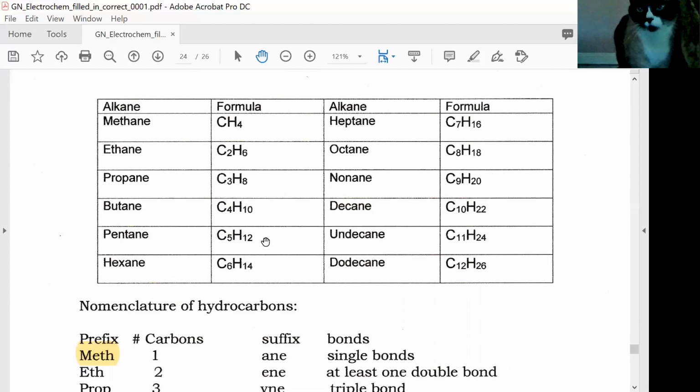Pentane is C5H12. Hexane is C6H14. Heptane is C7H16. Octane is C8H18. Nonane is C9H20. Decane is C10H22. Undecane is C11H24. And dodecane is C12H26.